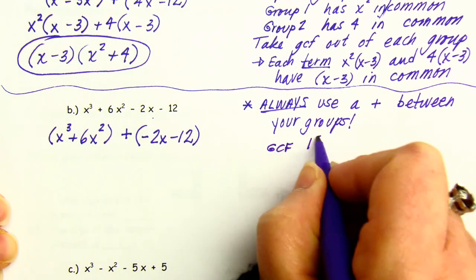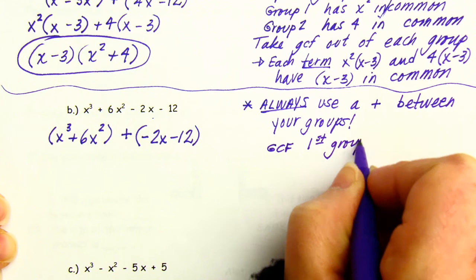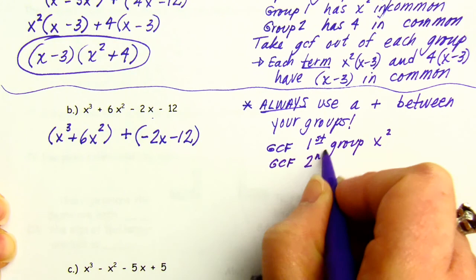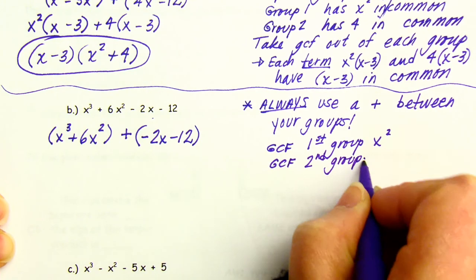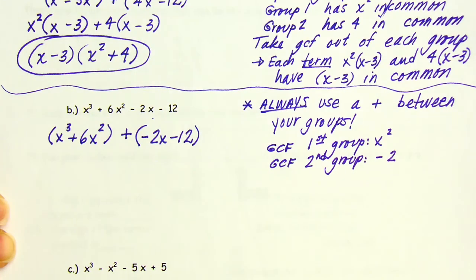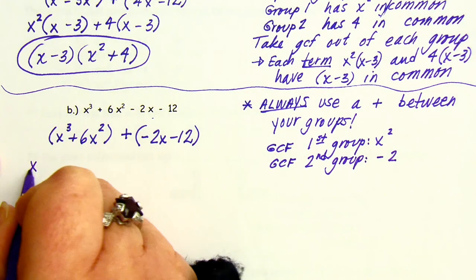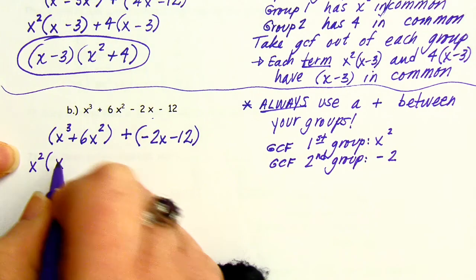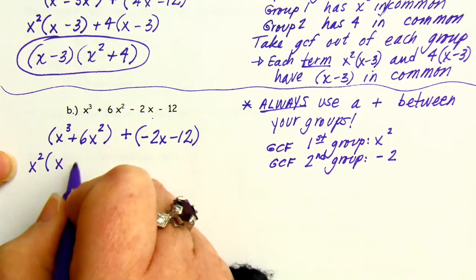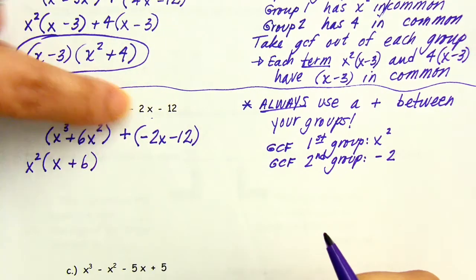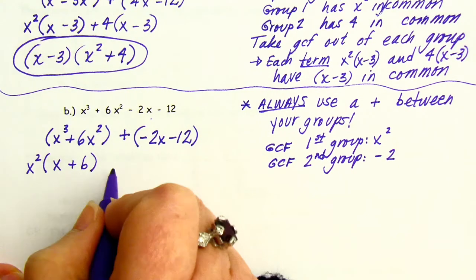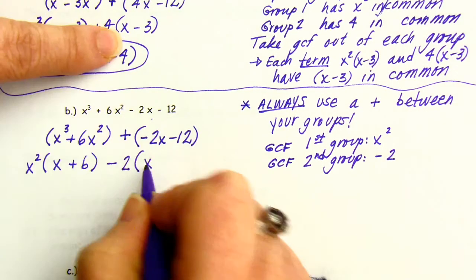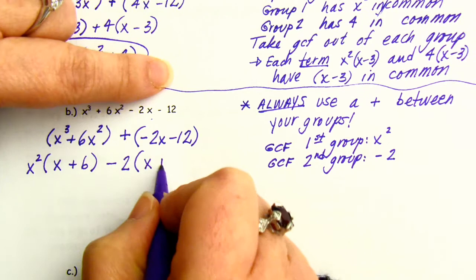All right, GCF of the first group is x squared. GCF in the second group is negative 2. All right, so I'm going to write the x squared on the outside. Divide, right? I'm factoring it out. X cubed divided by x squared is x. 6x squared divided by x squared is plus 6. Factor out a negative 2 out of both of those. So the minus 2 is going to come out. Negative 2x divided by negative 2 is positive x. Negative 12 divided by negative 2 is positive 6.